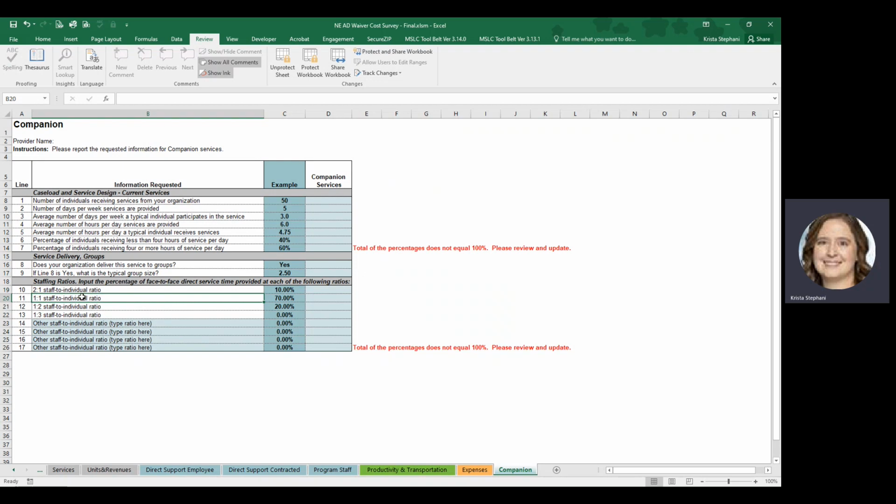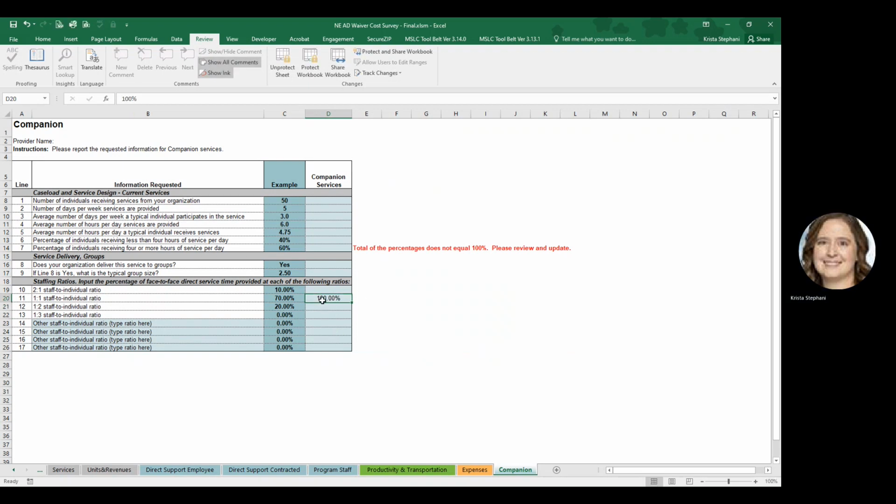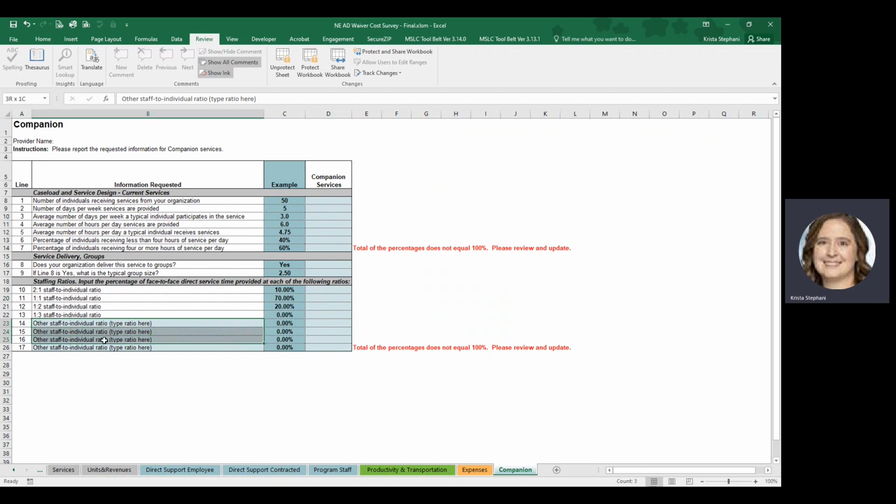If you normally provide services only on a 1 participant to a 1 staff level, then you can indicate on this row a 1-to-1 individual ratio 100% of your services. Please continue to indicate the percentage of services provided in the populated staff to individual ratios, or if you do not find an appropriate ratio here, you have the ability to populate your own ratios as it relates to the services provided by your organization.